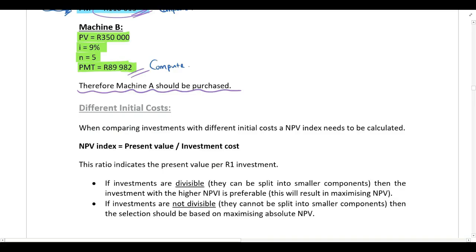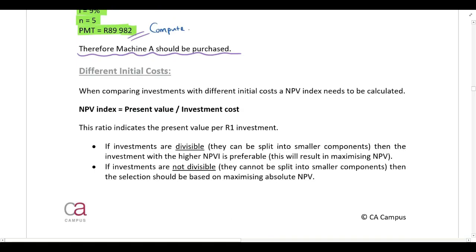We then need to look at how you deal with a situation where the investments have different initial costs. So please note, when the investments have different initial costs, an NPV index needs to be calculated. And we calculate the NPV index by taking the present value and dividing by the investment cost. By doing this, we calculate the present value per 1 Rand investment. So then it doesn't matter that the investments have different initial costs because we are expressing this for every 1 Rand investment. And then it is comparable.